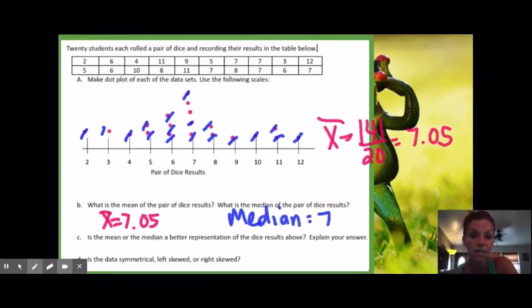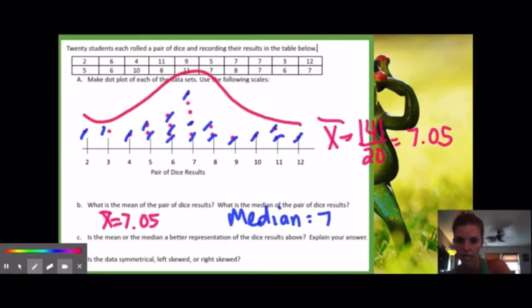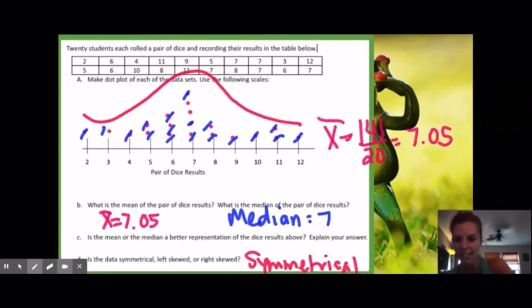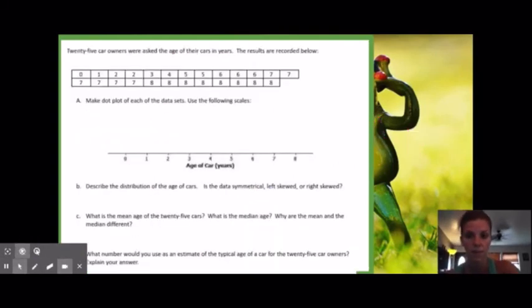It says, is the mean or the median a better representation? Well, guess what? This data is symmetrical. We're going to write that down here. Notice, aren't your mean and median pretty much the exact same number? So really, both are good. Typically, when your data is symmetrical, we use the mean to describe it. So not bad, okay? Questions?